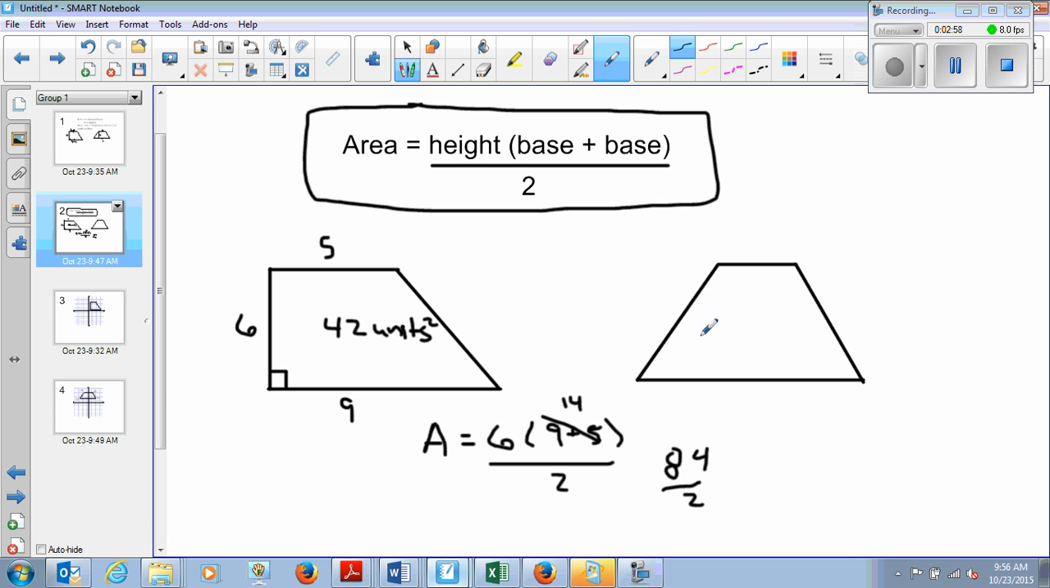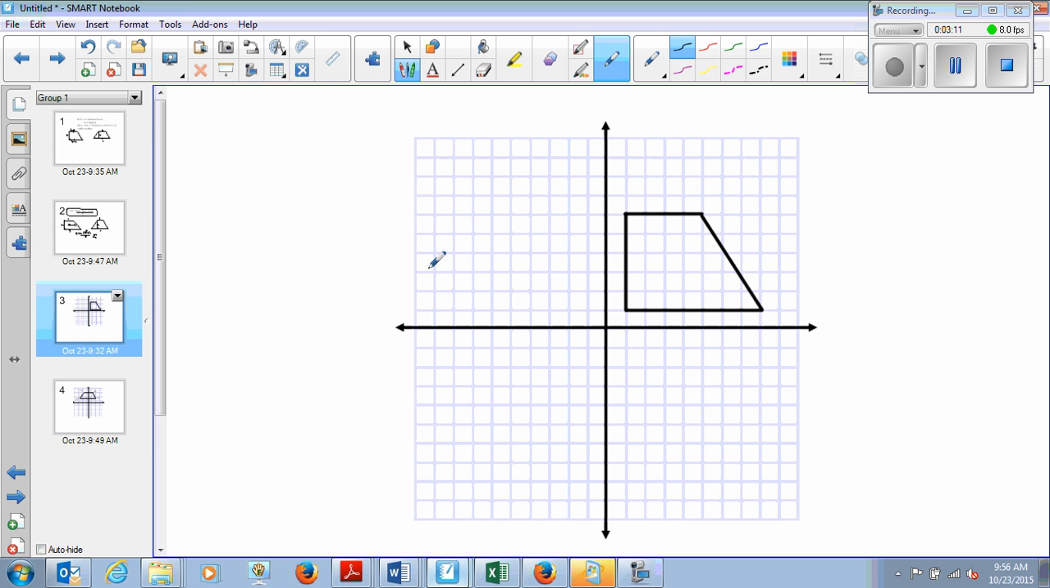We're going to do some more examples, so I'm not going to worry about this one, but this would be your base, this would be your other base, and then for this example, we would actually have to draw in our own height and find those measurements. So let's look at one in the coordinate plane now.